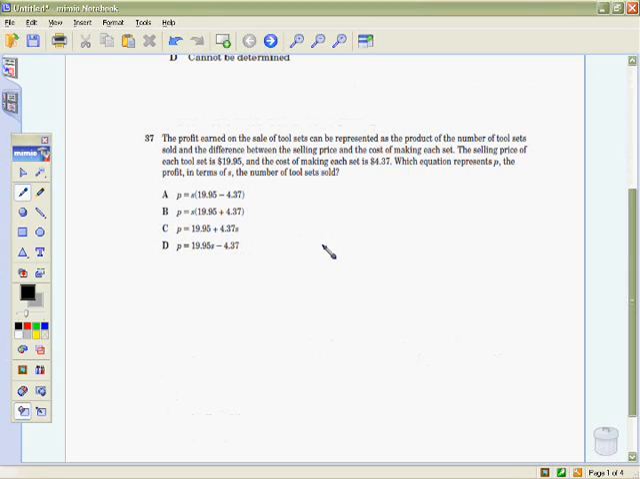Number 37. The profit earned on the sale of tool sets can be represented as the product of the number of tool sets sold and the difference between the selling price and the cost of making each set. The selling price of each tool set is $19.95, and the cost of making each tool set is $4.37. Which equation represents P, the profit, in terms of S, the number of tool sets sold?